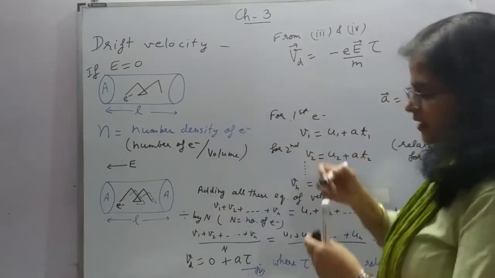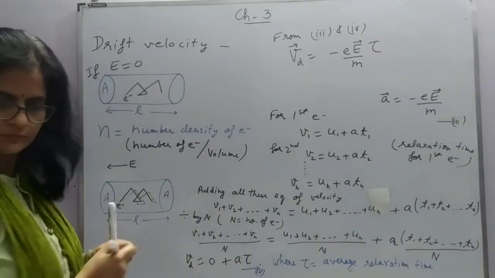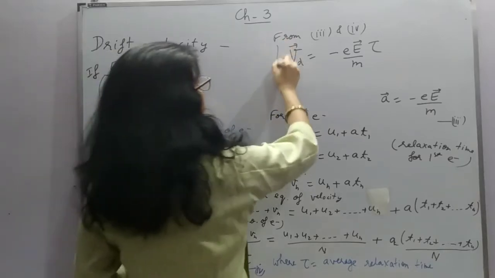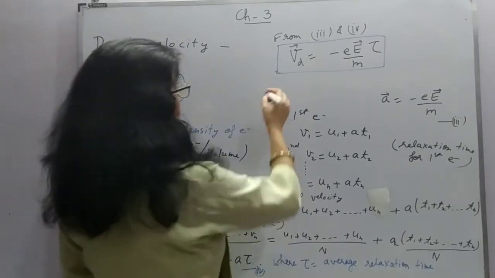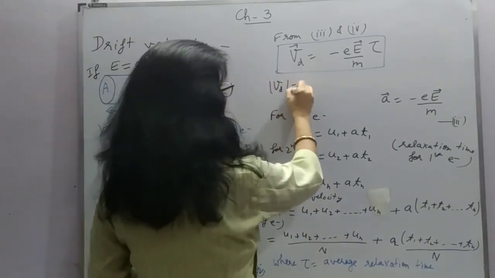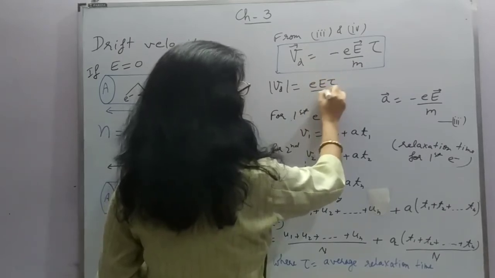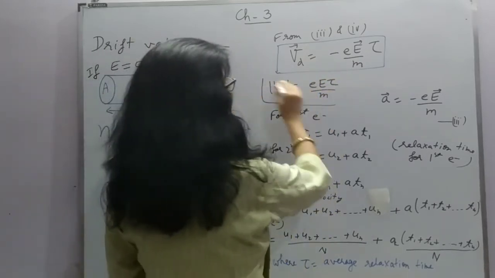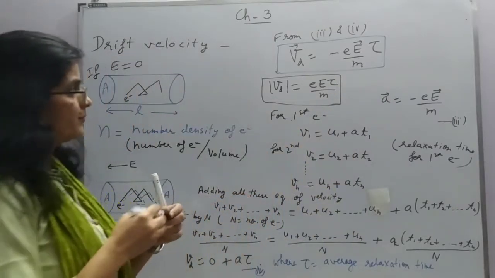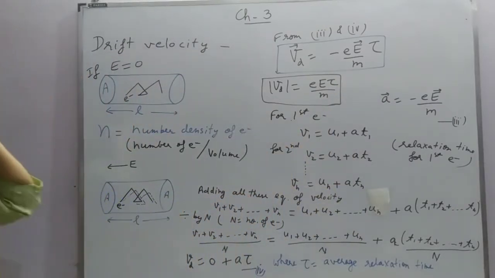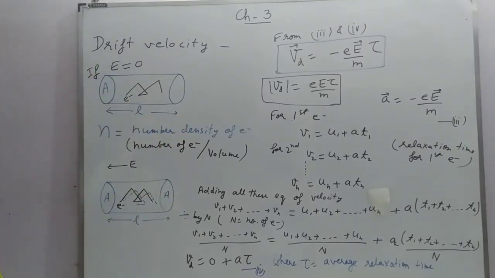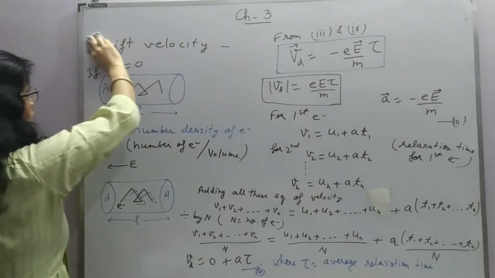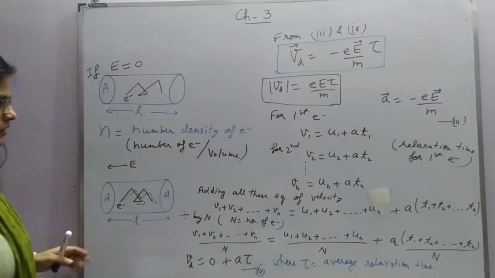So this gives us the formula for the drift velocity. If I want to write just the magnitude, I can write that Vd magnitude is E tau upon M. I hope this is clear to everyone. Now we will derive a relation between drift velocity and current. So I'm rubbing this part and then moving on to the next topic, that is the drift velocity and current relation.